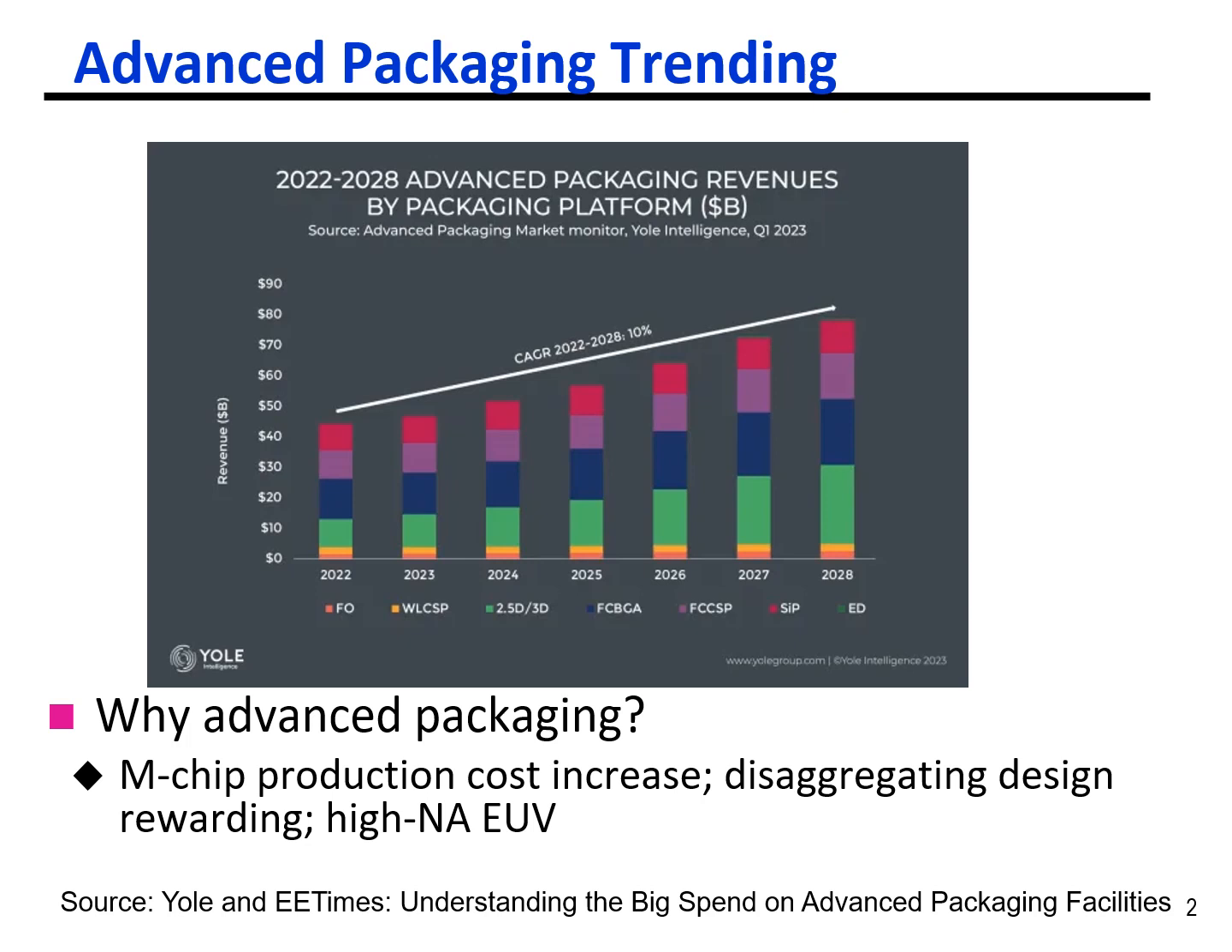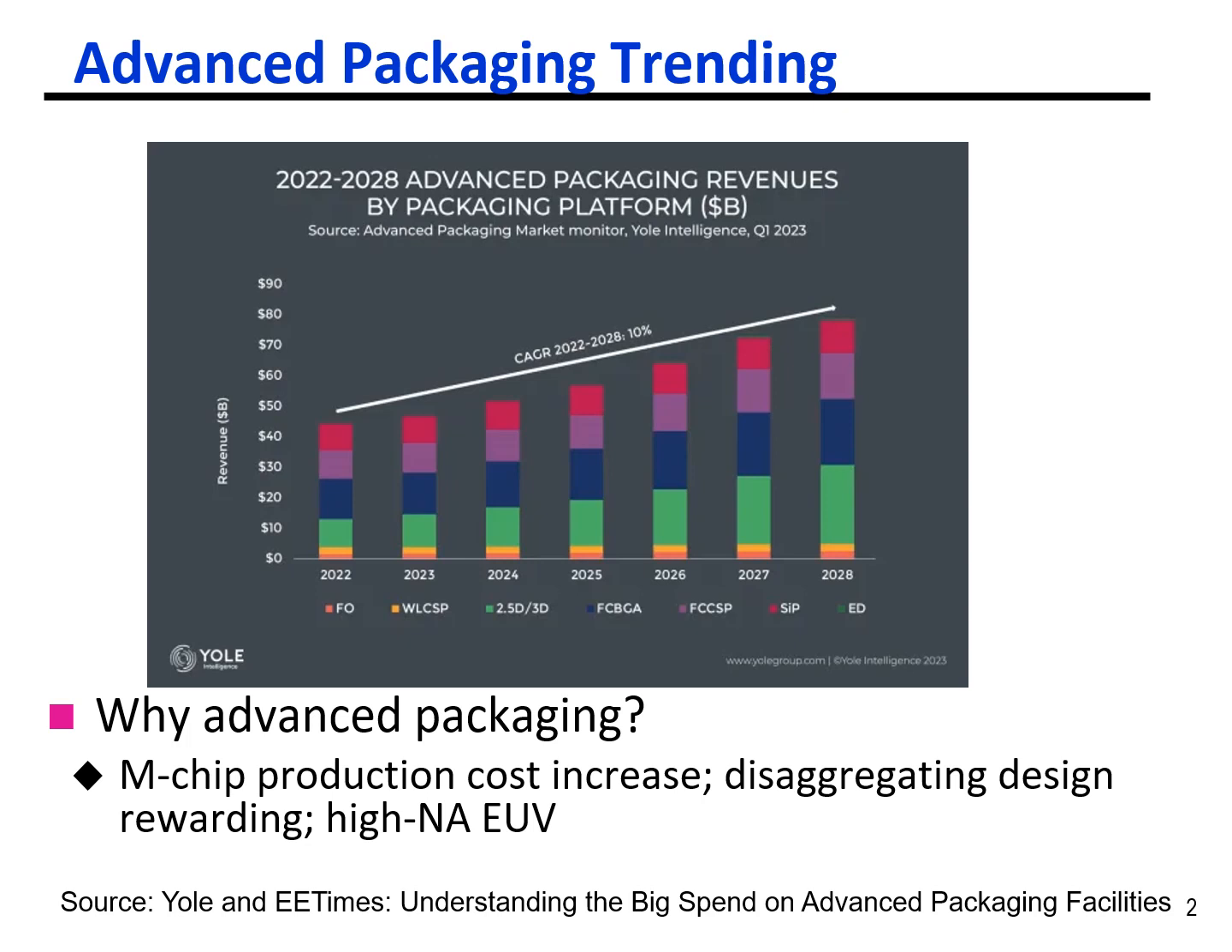So we can reduce to these three reasons. The first is the monolithic chip production cost increase. Based on the reason of the cost, we will use packaging, especially advanced packaging. And the second reason is the disaggregated design rewarding. This means that if we divide into smaller chips and use advanced packaging, you will get a lower cost to realize your system.